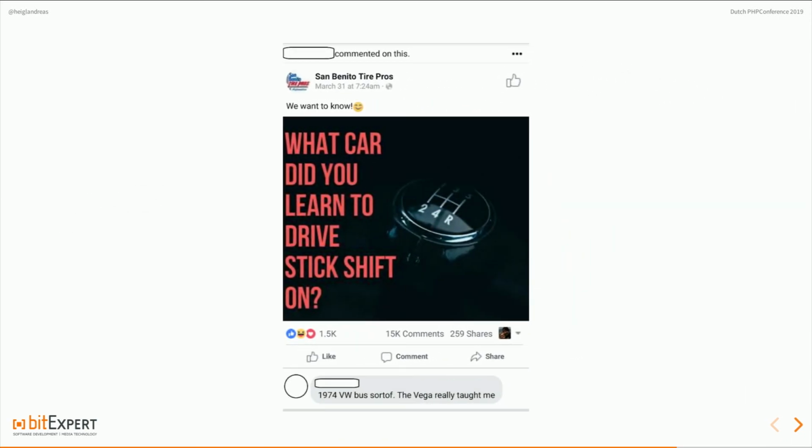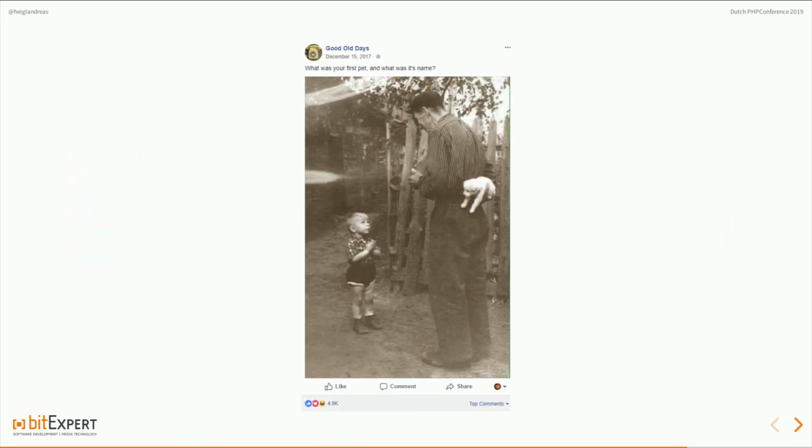Because what happens is, on Facebook and Twitter and wherever, you always have these things like, what was the first car you learned stick shift driving on? One of those usual password recovery questions is, what was your first car? Or what was your first pet and what was its name? Thank you very much for your cooperation.